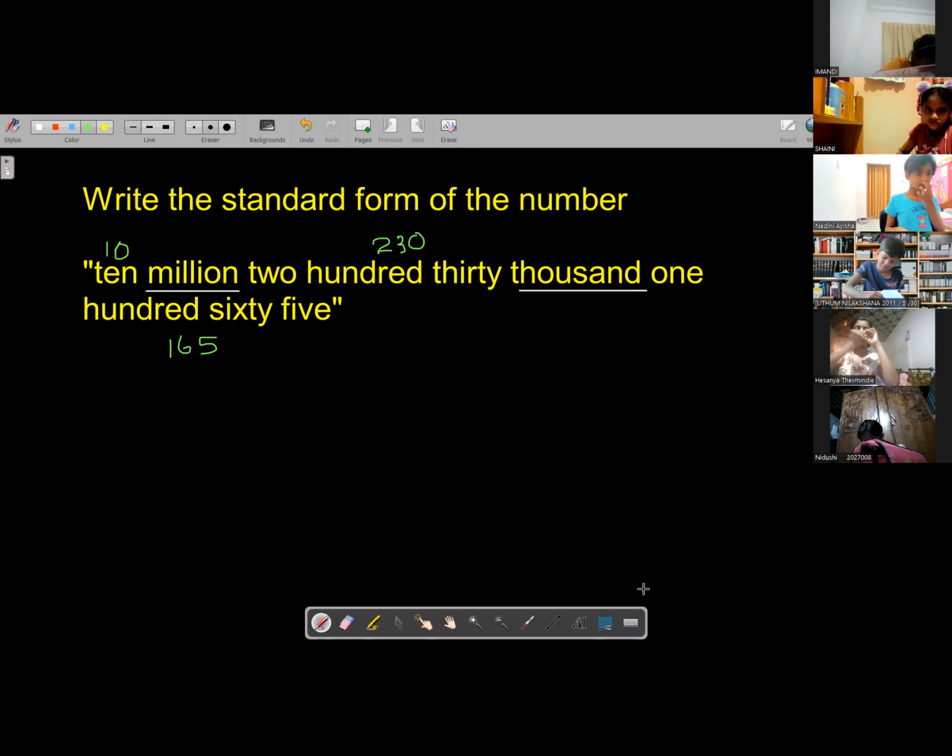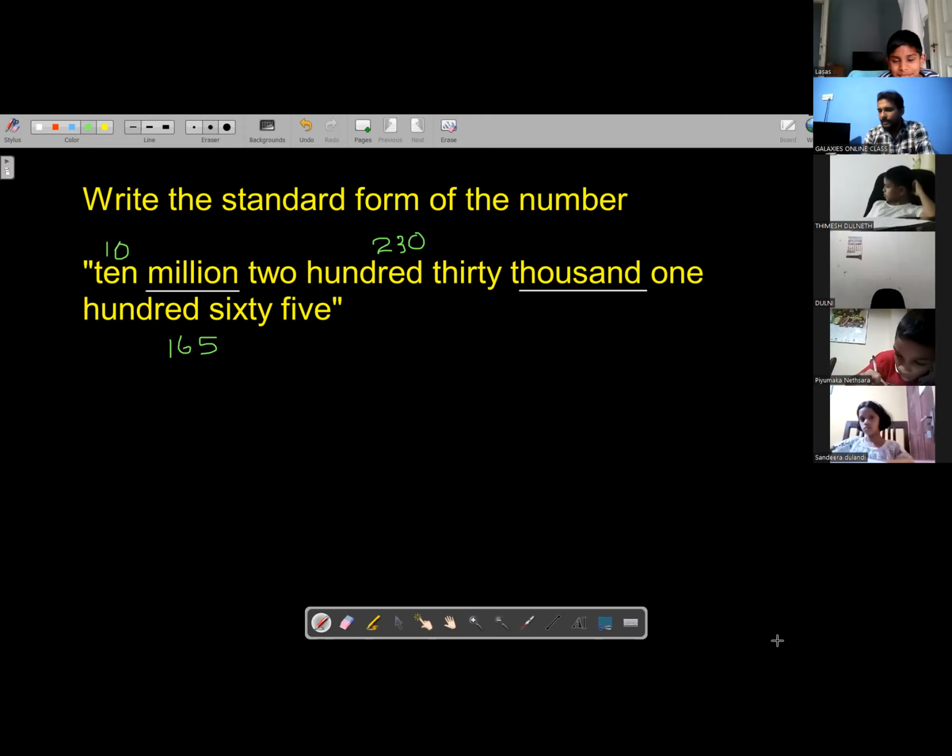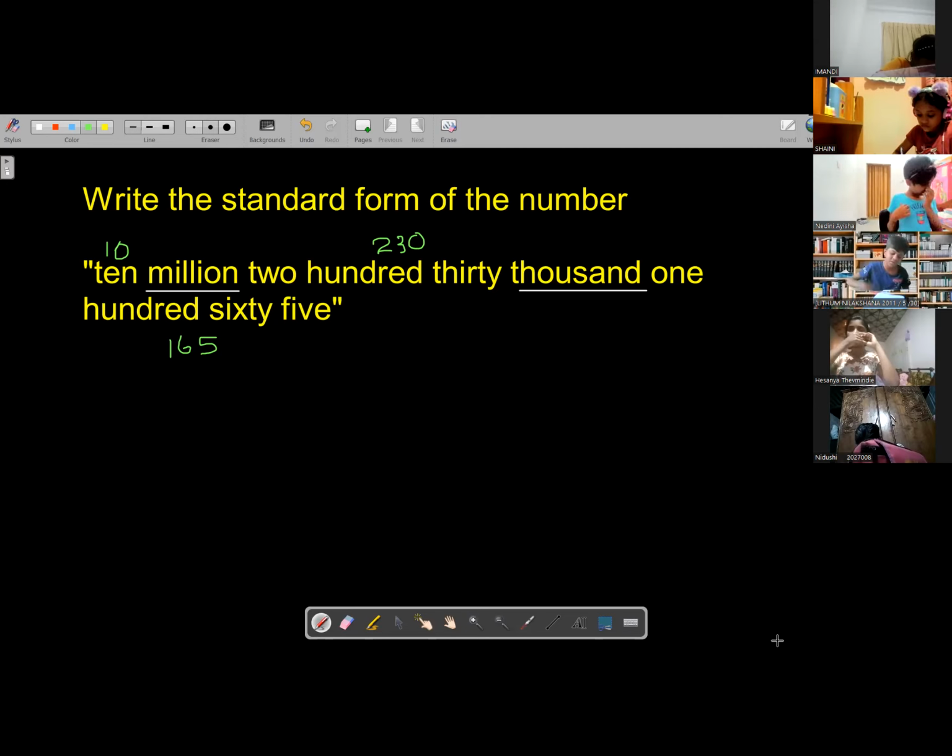Every period should contain how many digits? 3 digits. Right? Every period must have 3 digits. So you can see this period has 3 digits. It is okay. There are 3 digits here, no problem. Look at this 1000 period, also 3 digits given, no? That's no problem. There are 3 digits there too.